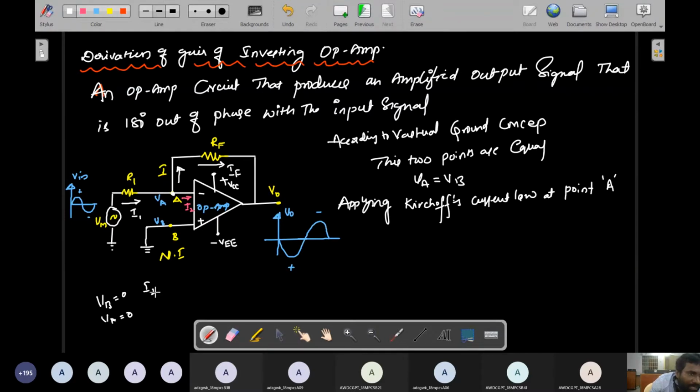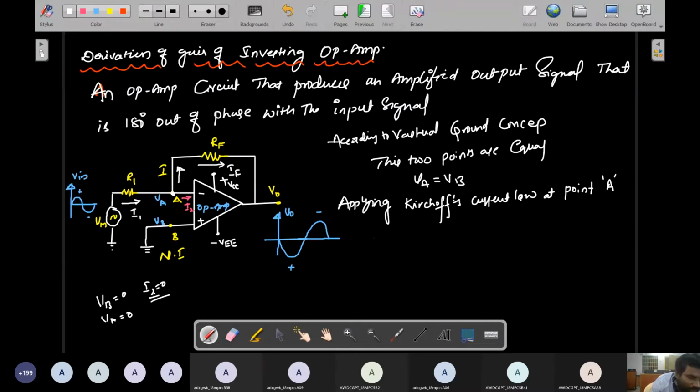So therefore, current I2 is always equal to zero, because at this point the current is splitting, and some portion of the current is entering the operational amplifier and some portion is entering the RF resistor. But here the potential is zero, so due to this negative terminal, the current I2 is not entering the operational amplifier.